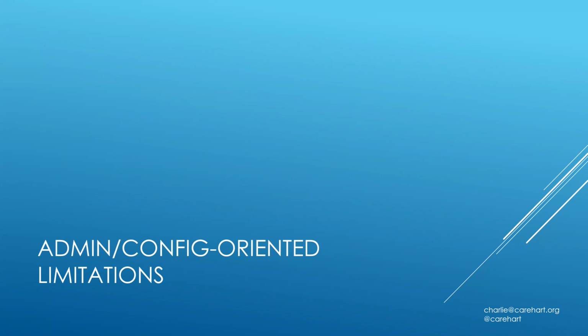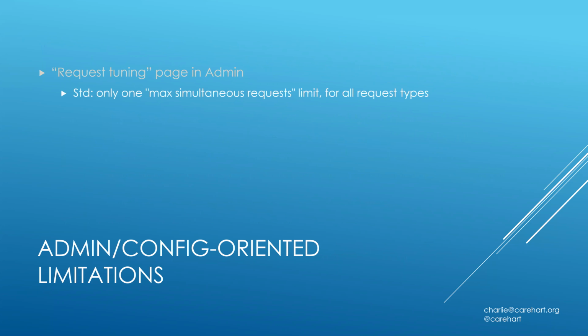So there are also administrator and configuration-oriented limitations to be aware of. One is on the request tuning page in the administrator. In Standard, there's one box at the top. It's called maximum simultaneous requests, and it's the limit of the maximum number of requests that can run at one time. And once more than that many are running, the rest get queued.